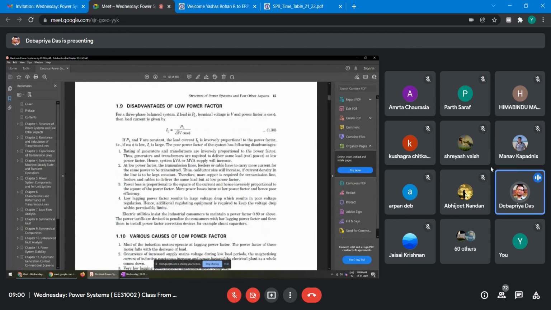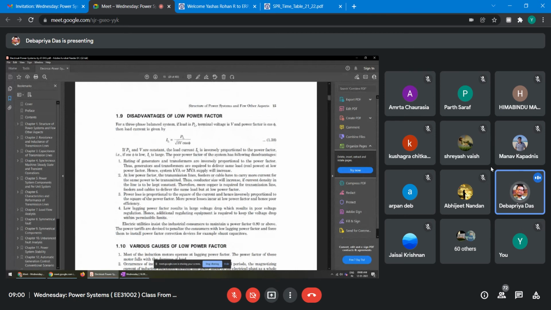And now disadvantages of low power factor. Generally, for a 3-phase system, you know, √3 V I cos phi is equal to this thing. If the load is PL and the terminal voltage is V, in a 3-phase system, IL is equal to PL upon √3 V cos phi. So if PL and V are constant, the load current IL is inversely proportional to the power factor, cos phi, right? If the power factor is poor, then IL will be large.